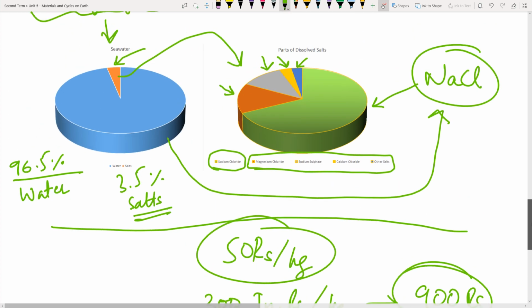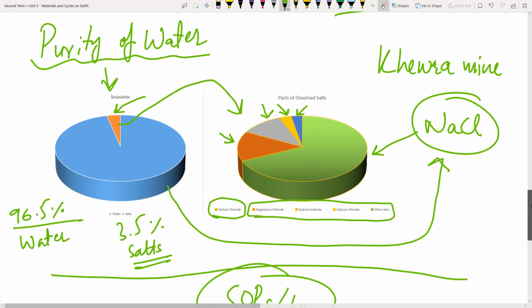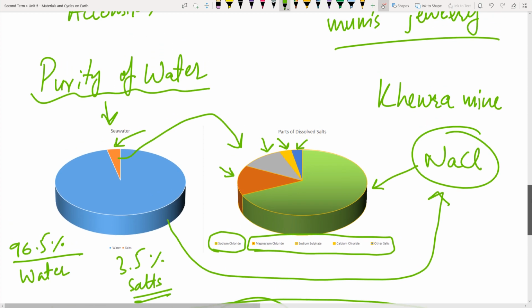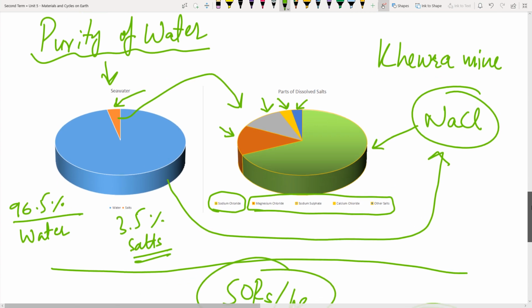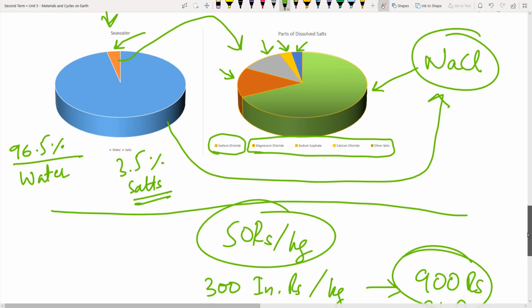The reason being, they don't have pure salt mines. We have the Kheura mine in Pakistan that is giving us pure NaCl. It's a beautiful gift from Almighty for our nation, that we are having nearly infinite amount of salt coming in, and we don't have to pay for it.